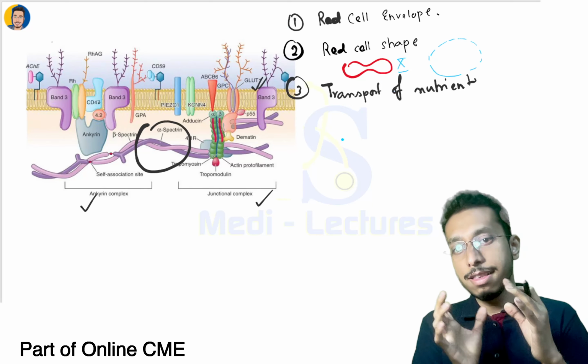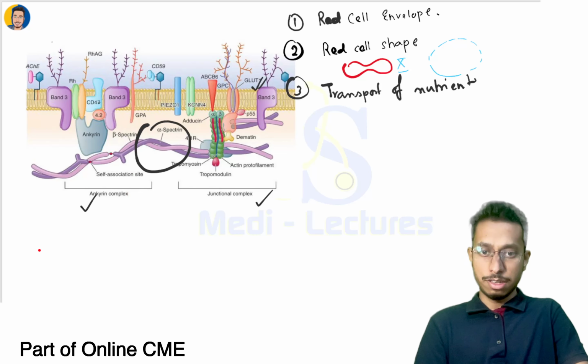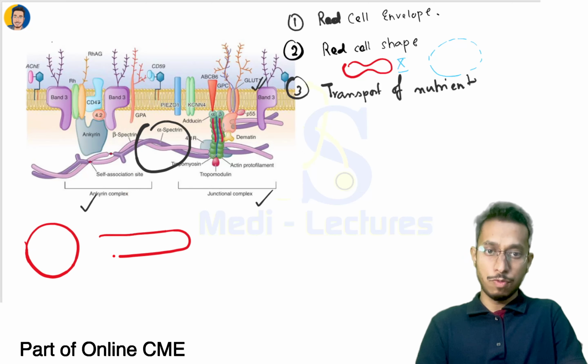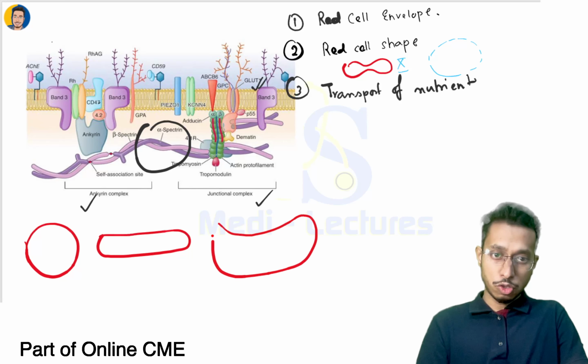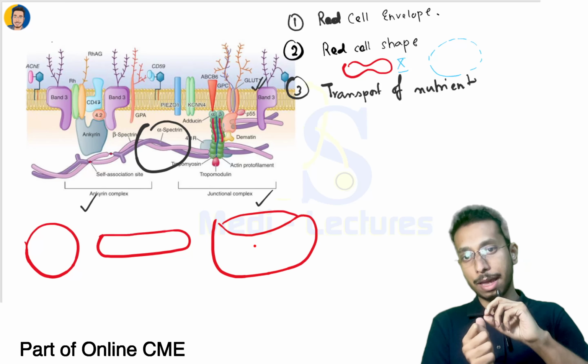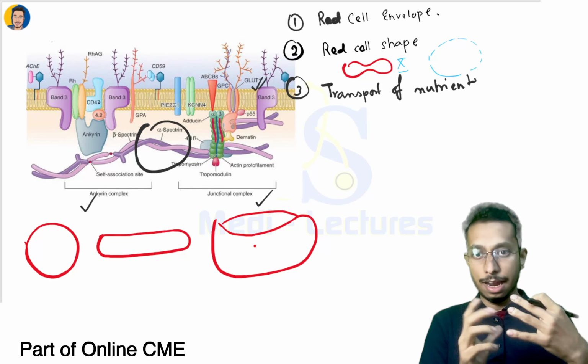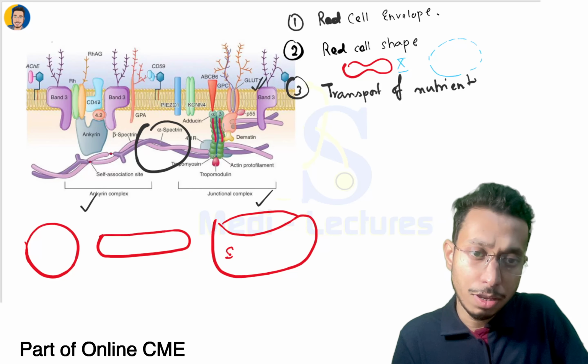The change in shape due to these protein defects can be mainly of three types. One is the spherical form, which is known as the spherocyte. It can turn into an ellipsoid form, known as the ellipsocyte, or sometimes it can give a stomata-like appearance. Stomata-like appearance means the inner part of the biconcave shape gets destructured, resulting in a stomata-like appearance known as stomatocytosis.